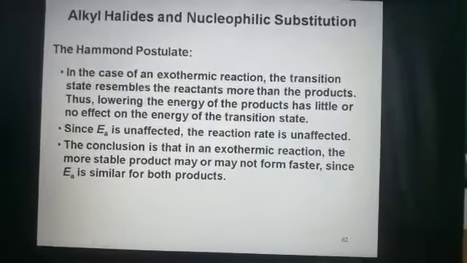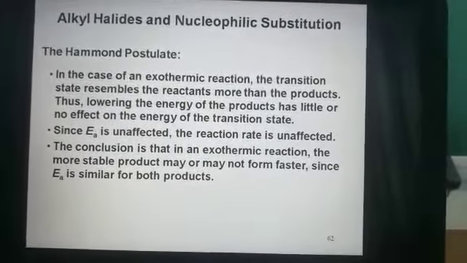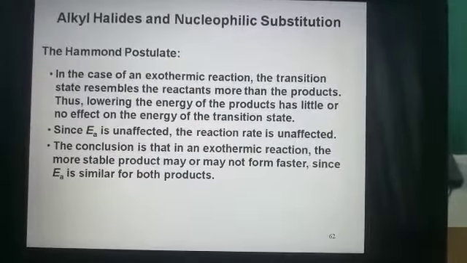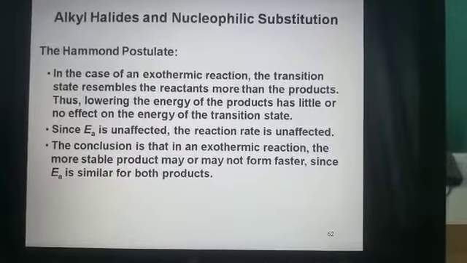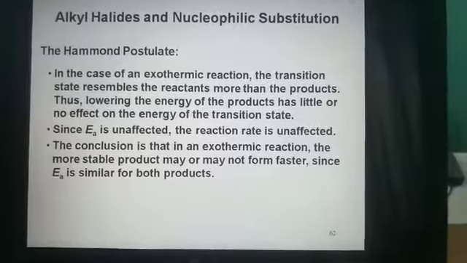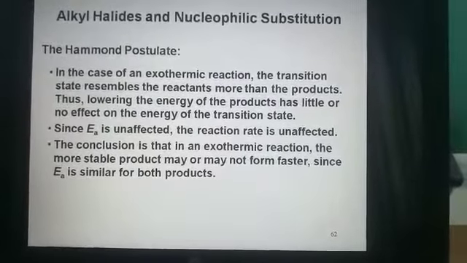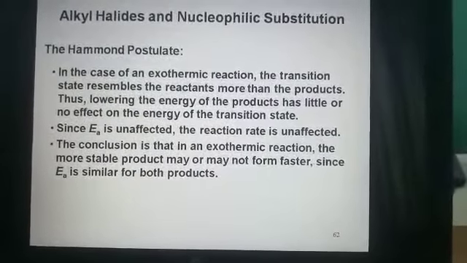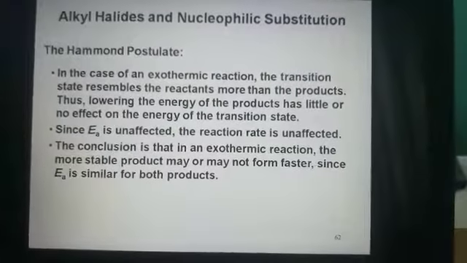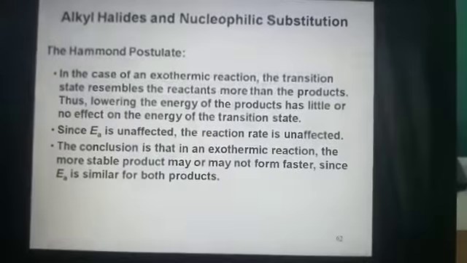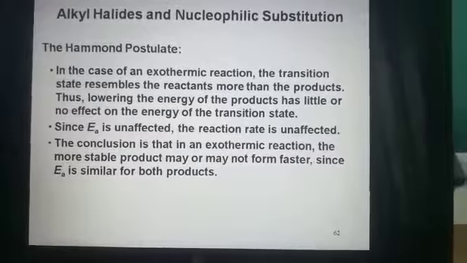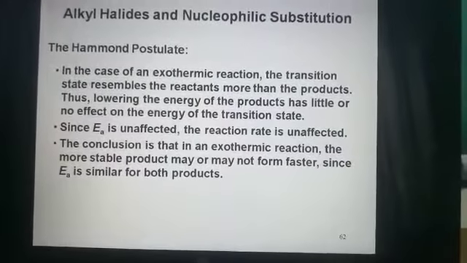Now, in the case of an exothermic reaction, the transition state resembles the reactants more than the products. Thus, lowering the energy of the products has little or no effect on the energy of the transition state. Since the activation energy is unaffected, the reaction rate is unaffected. The conclusion is that in an exothermic reaction, the more stable product may or may not form faster, since the activation energy is similar for both products.